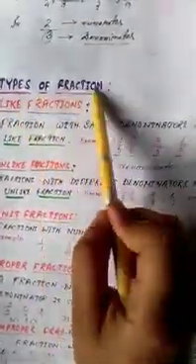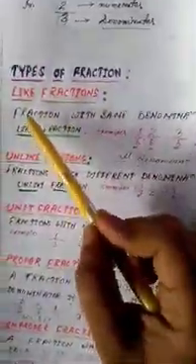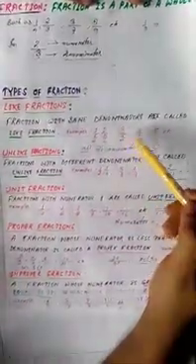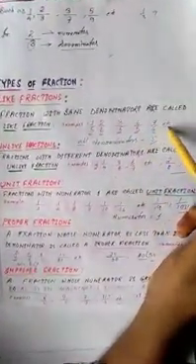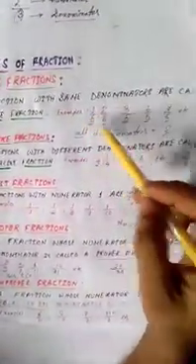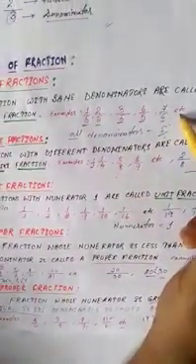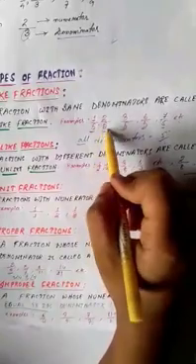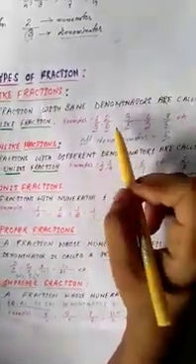So types of fraction, like fractions. First of all, fractions with the same denominators are called like fractions. For example, if you look, 1 by 5, 2 by 5, 3 by 5, 6 by 5, 7 by 5, etc. All have the same denominator, as you can see the down number is 5. So these are examples of like fractions.